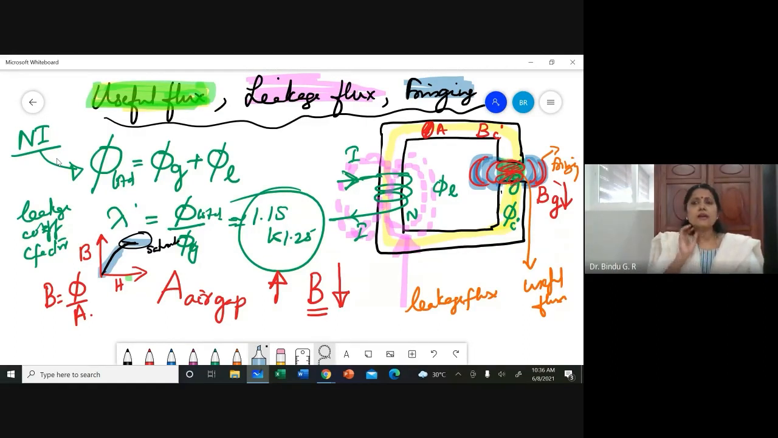So an air gap can be deliberately included in a magnetic circuit, if needed, so as to bring in fringing and thereby increase the area and decrease the flux density, so that the flux density doesn't go to the saturation area, or the core doesn't get saturated.